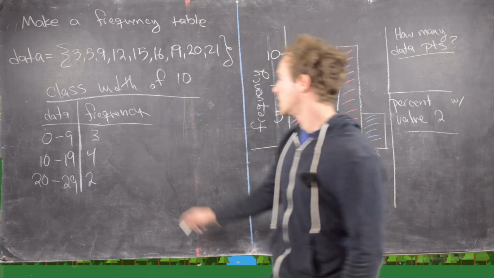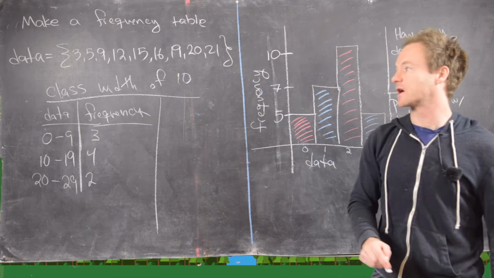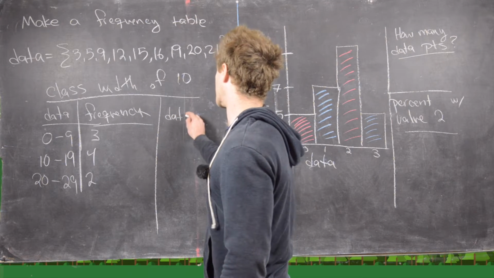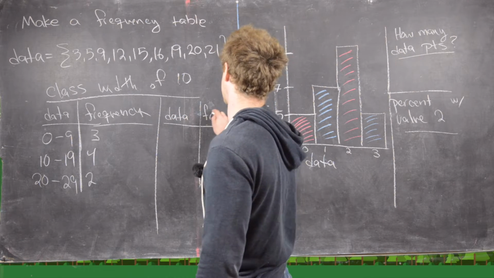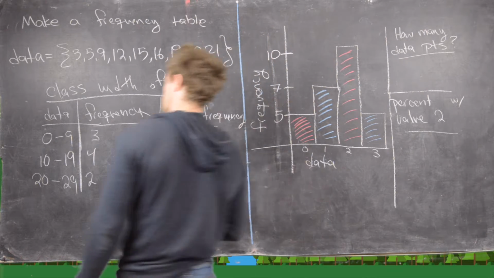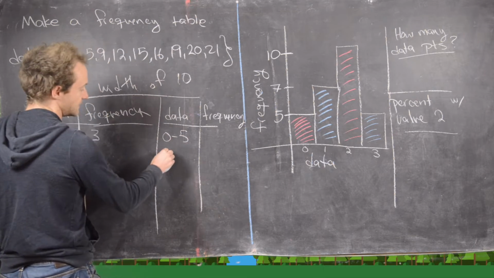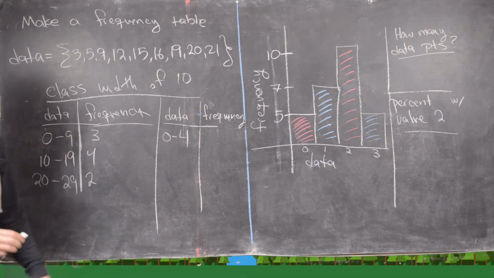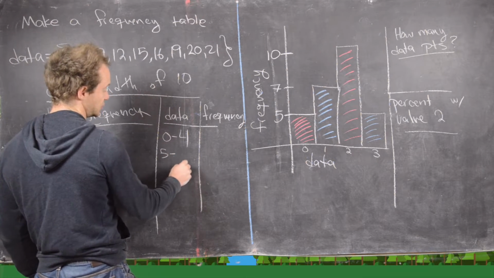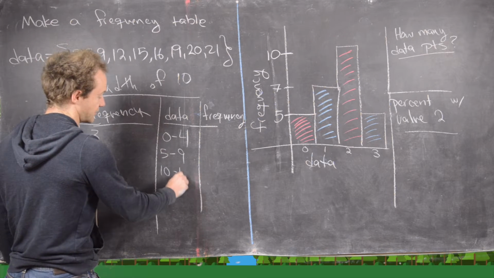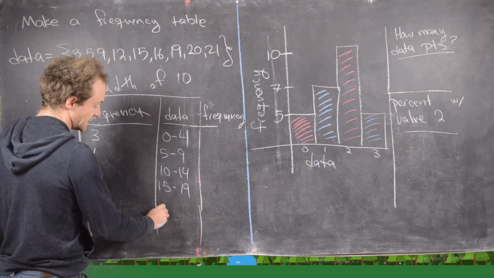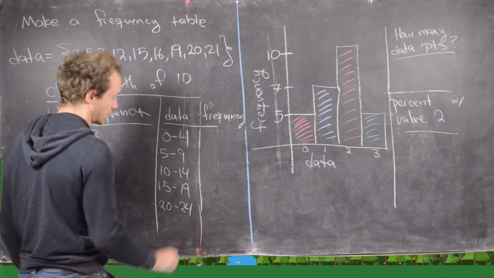Okay, good. So let's quickly fit in here something with a class width of 5. That means our data is going to be more finely split up. So let's say we do 0 through 5. Sorry, that would be 6 values. So 0 through 4, and then we'll do 5 to 9, and then 10 through 14, and then 15 to 19, and finally 20 to 24.